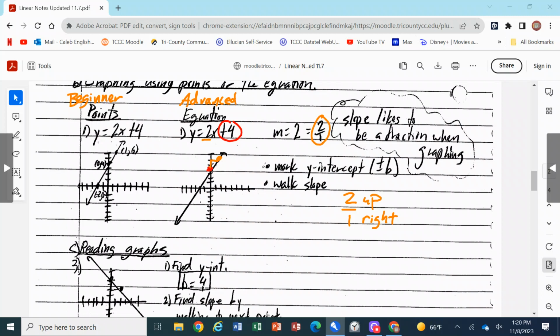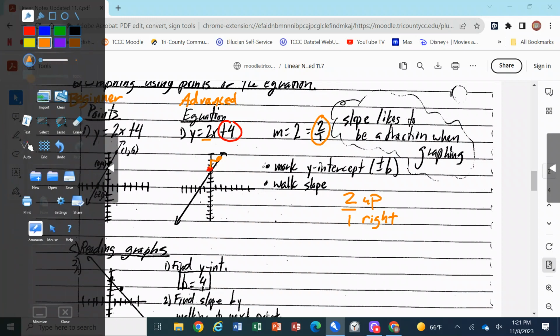All right, any questions about graphing using points versus graphing using the equation? Any questions at all? All right, let's push on then.